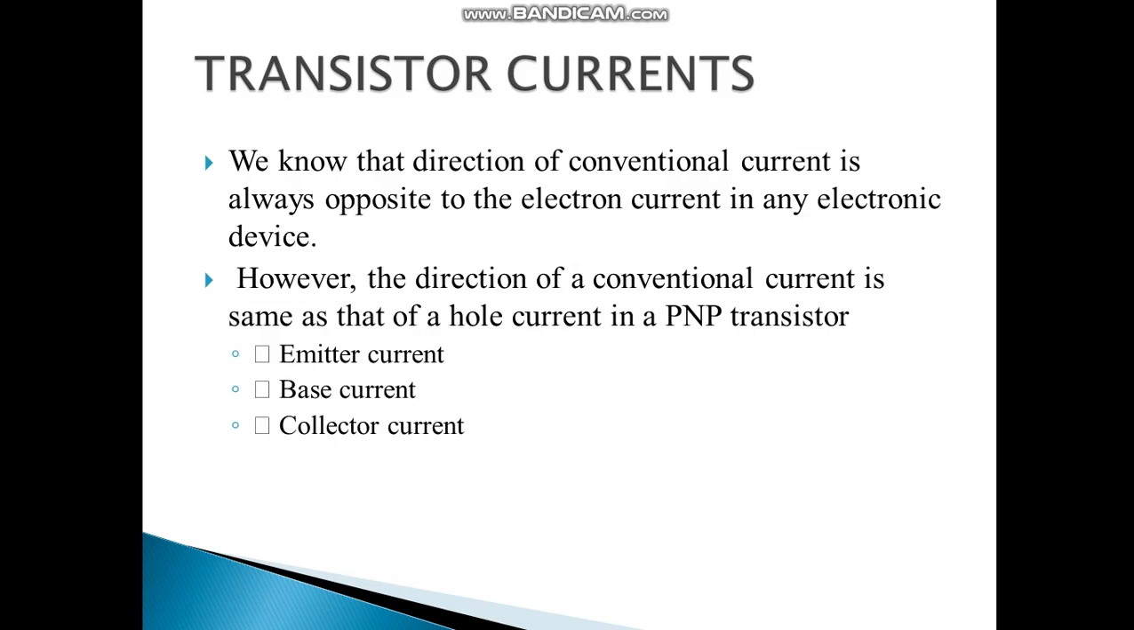Transistor current. We know that the direction of conventional current is always opposite to the electron current in any electronic device. There are three current flows in the transistors. They are emitter current, base current and collector current.